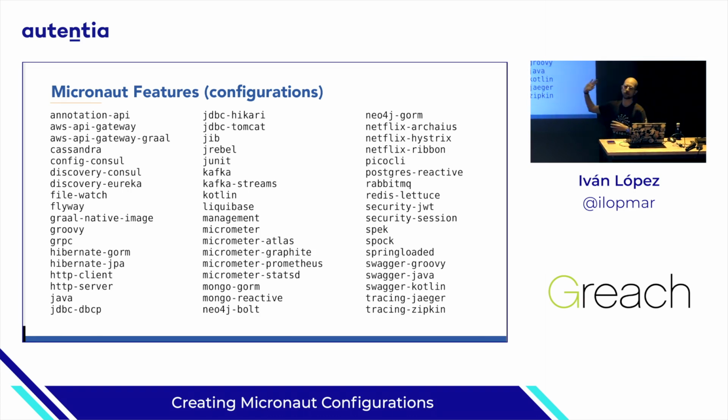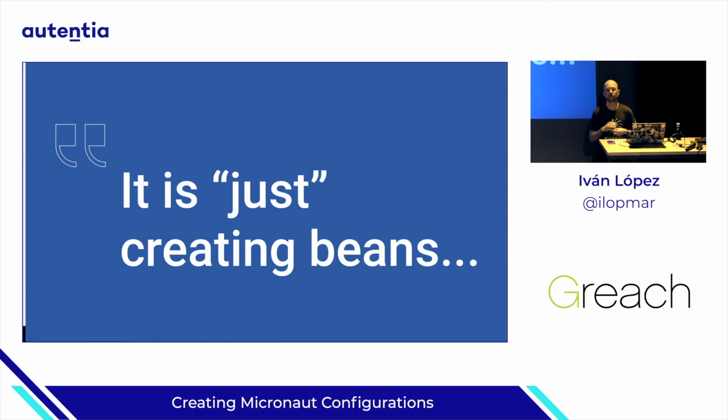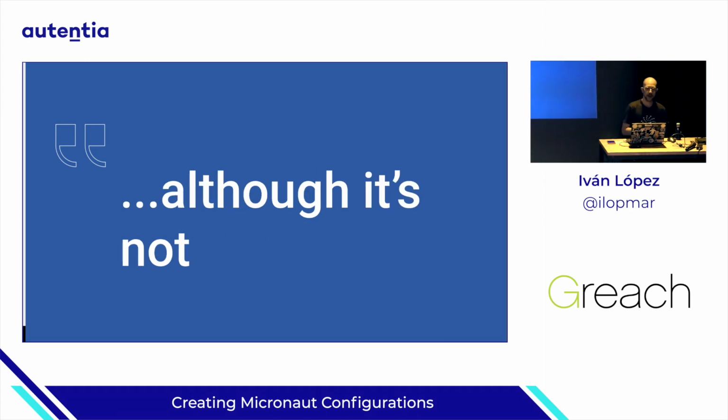So all of these are out of the box for you, but sometimes you need more, or you need to integrate with a new tool or with some third-party library or API. Basically, to do that, the only thing you need to do is just create beans, right? You use some library, and that library exposes some Java classes that you want to use inside your Micronaut applications. But the thing is, it's not only creating beans.